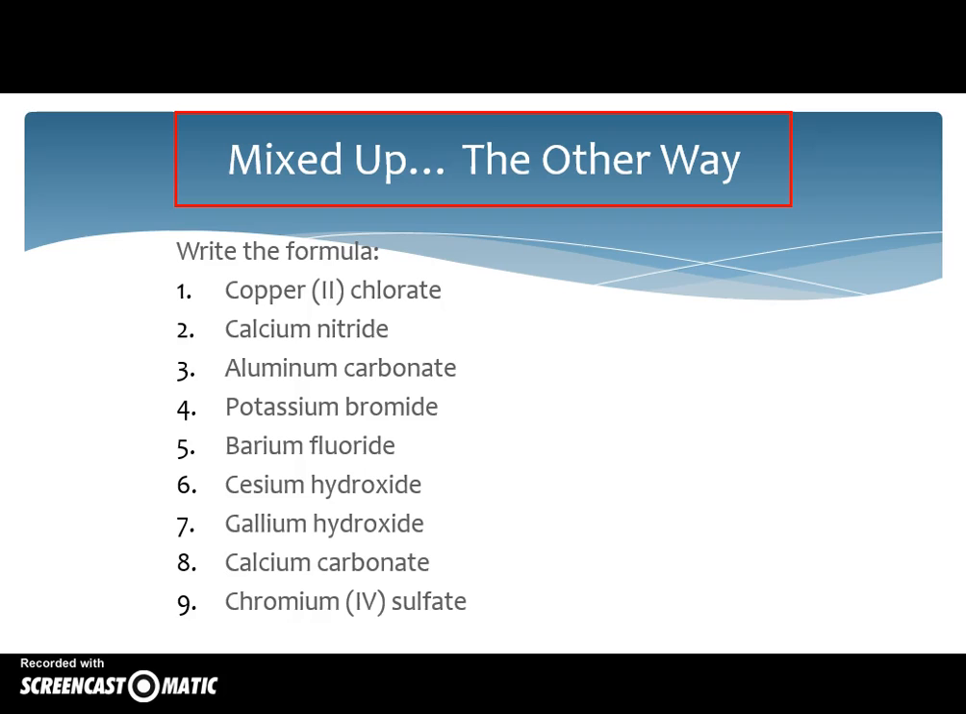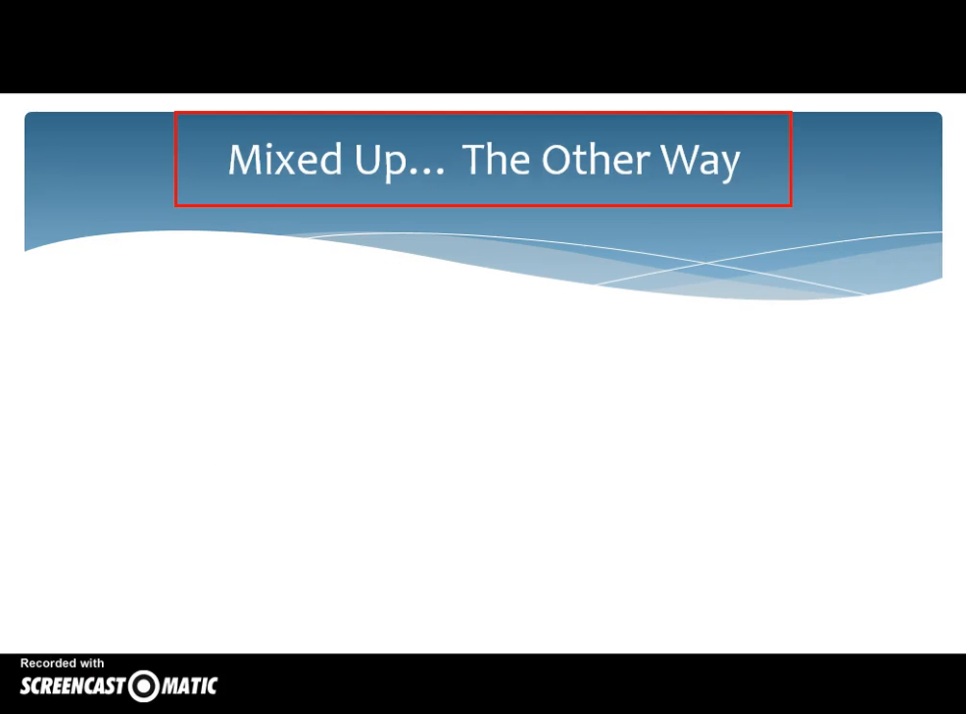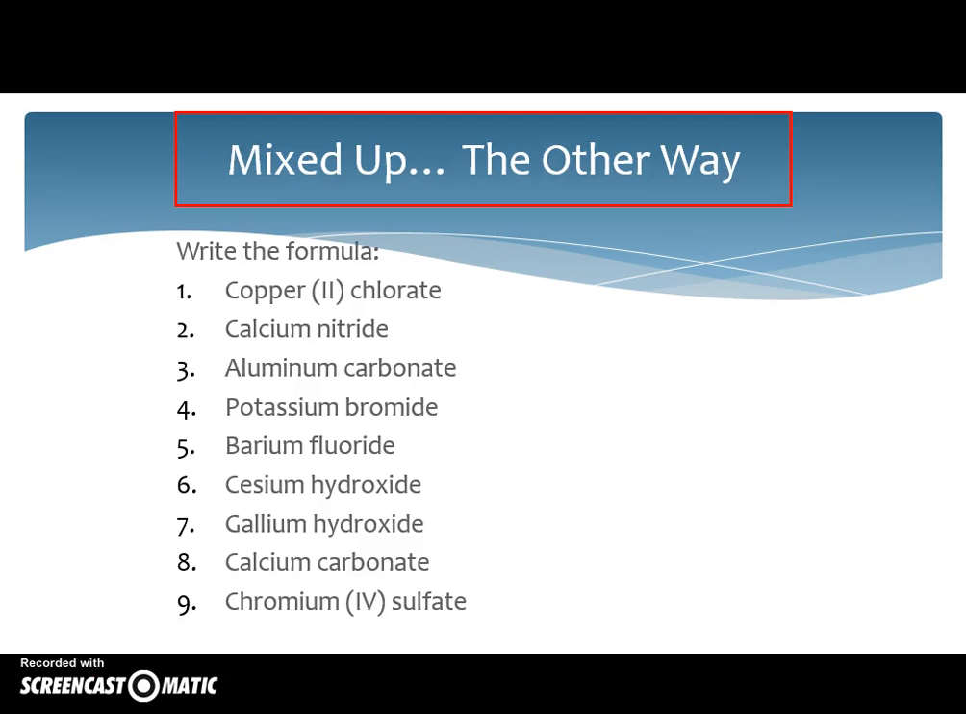Alright, so some more mixed practice. To follow my chart here: write the cation, write the anion. Okay, so write the cation, Cu, write the anion, chlorate. That sounds like a polyatomic. So I go and I look at my cheat sheet, ClO3 with a 1- charge.